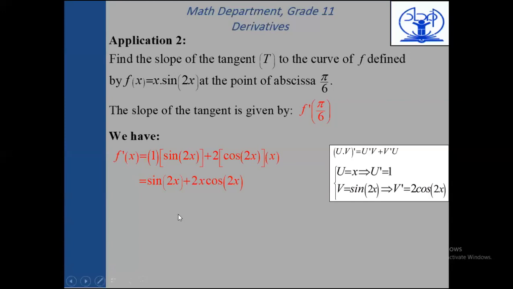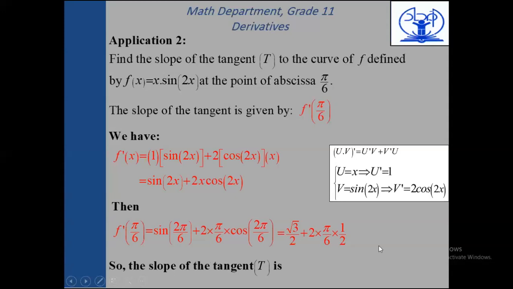So the value of the slope at the specific point is f prime at pi over 6. So this will be sine of 2 times pi over 6, plus 2 times pi over 6 times cosine of 2 pi over 6. You can use your calculator to get the answer. So the slope of the tangent is nothing but radical 3 over 2 plus pi over 6. By the way, you are just asked to find the slope of the tangent and not the equation of the tangent. So we are done.